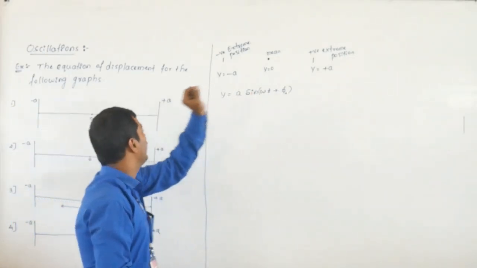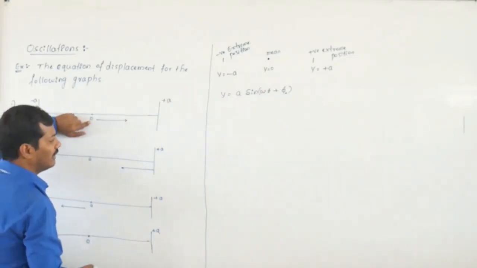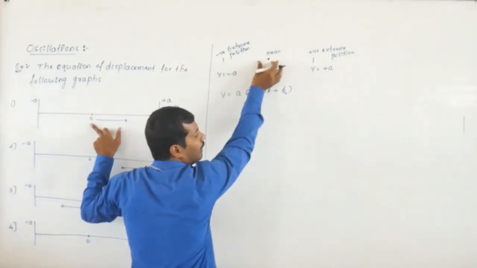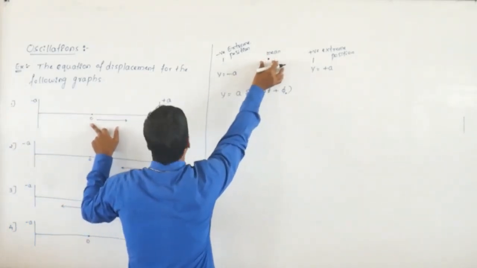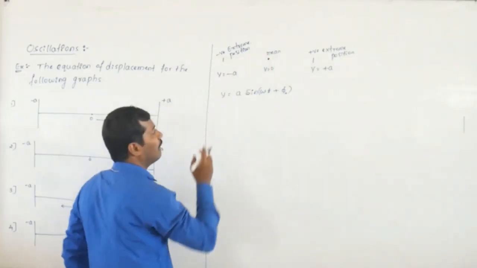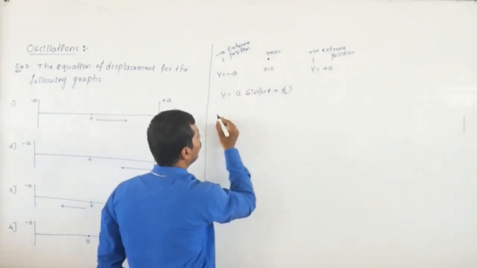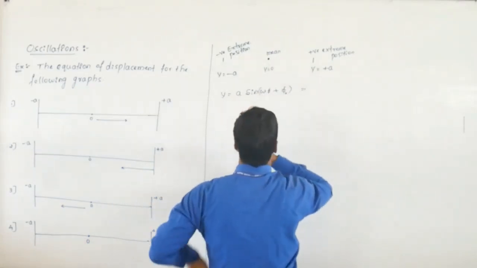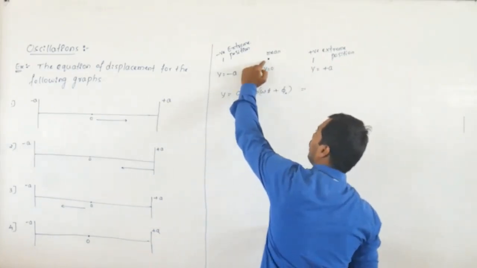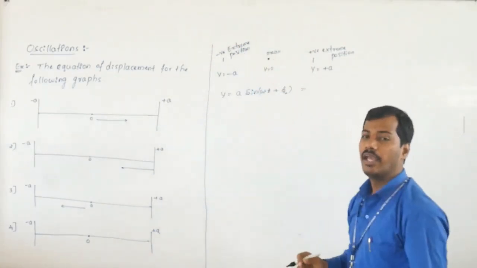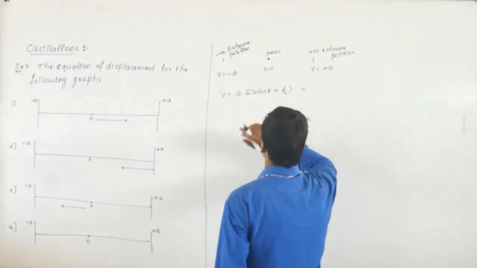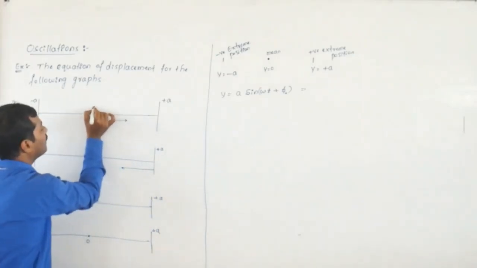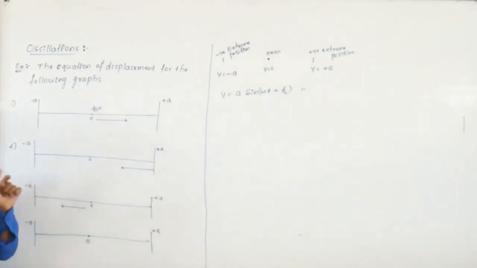When it starts from its mean position, from here, what is the value of that phase? Substitute y is equal to 0. If y is equal to 0, it means at mean position the phase is 0. At mean position, first one is here at O, the initial phase is 0.